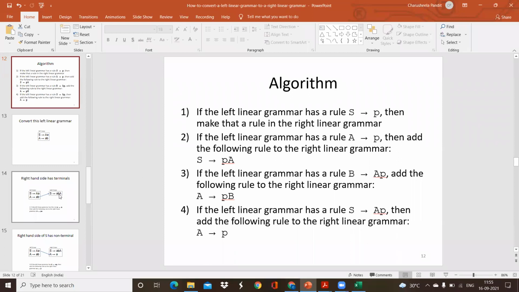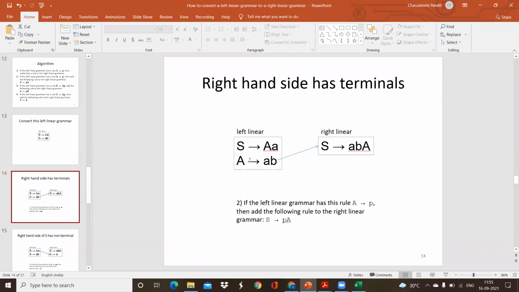So implementing this rule here, this is A derives AB. This is the set of terminals. So obviously, if we apply this rule, S produces PA. Here P is small ab, and A is your non-terminal. So applying this, you will get ABA. So S derives ABA. That is the reason you have inserted this production rule in its equivalent right linear grammar.